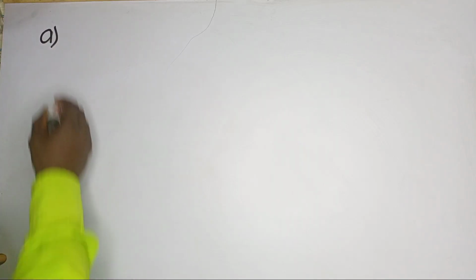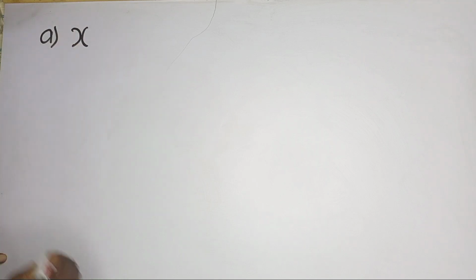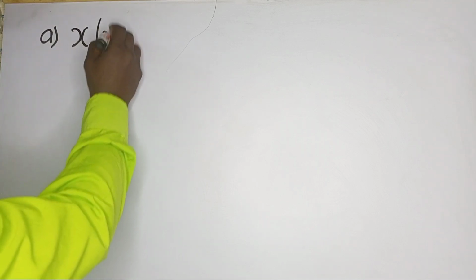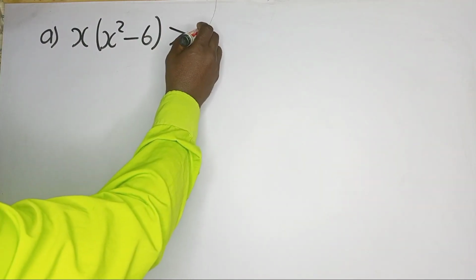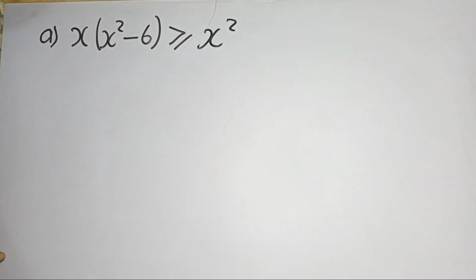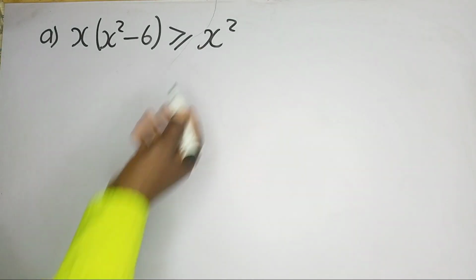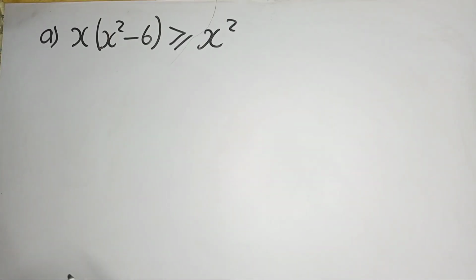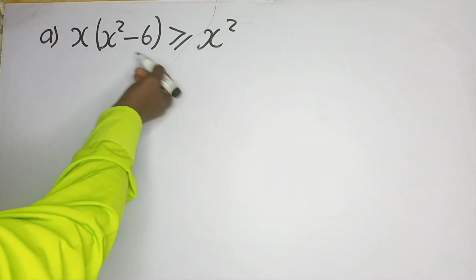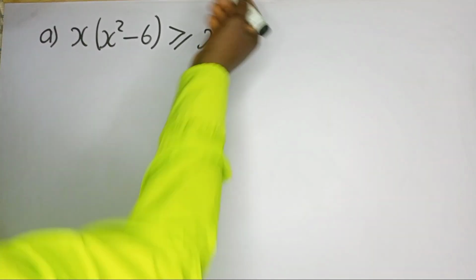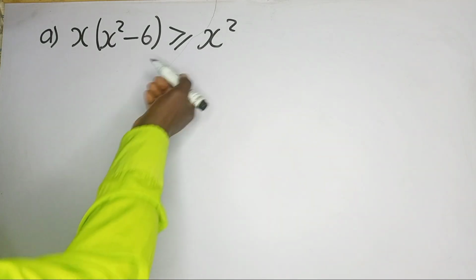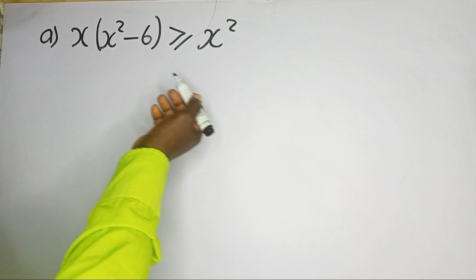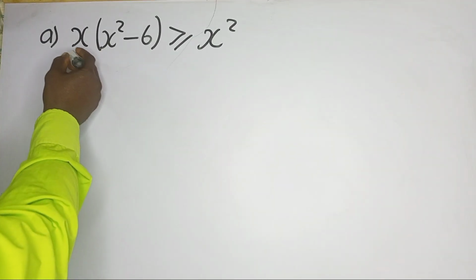The first question, we have to solve for the set of values of x in x(x² − 6) ≥ x². Okay, this is another tricky inequality. We can see that there is x on the left hand side and x² on the right hand side, and the temptation that some people may have is to divide both sides by x, because we can find x here.